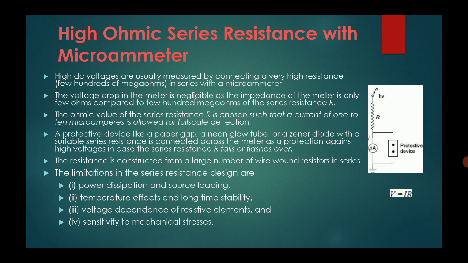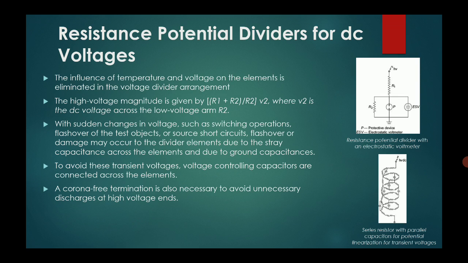And the sensitivity to mechanical stress. So if there is some kind of mechanical stress, the microammeter is a very sensitive device, okay, that may not be efficient in case of any mechanical stress. Next part is the resistance potential dividers for DC voltages.